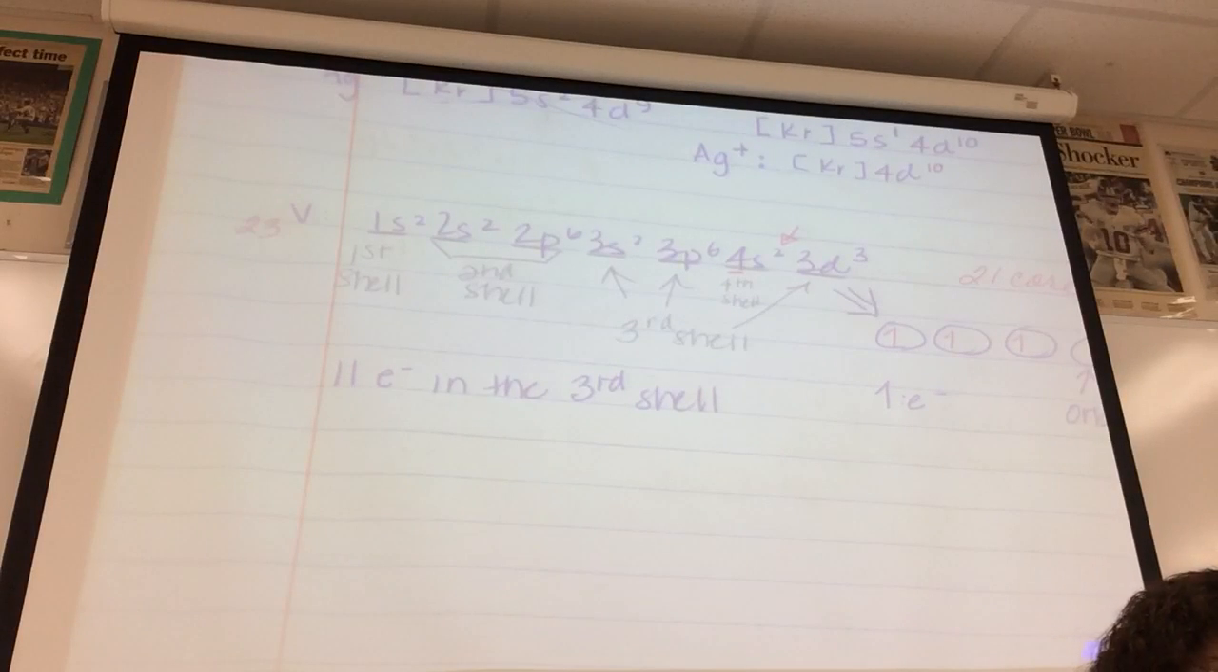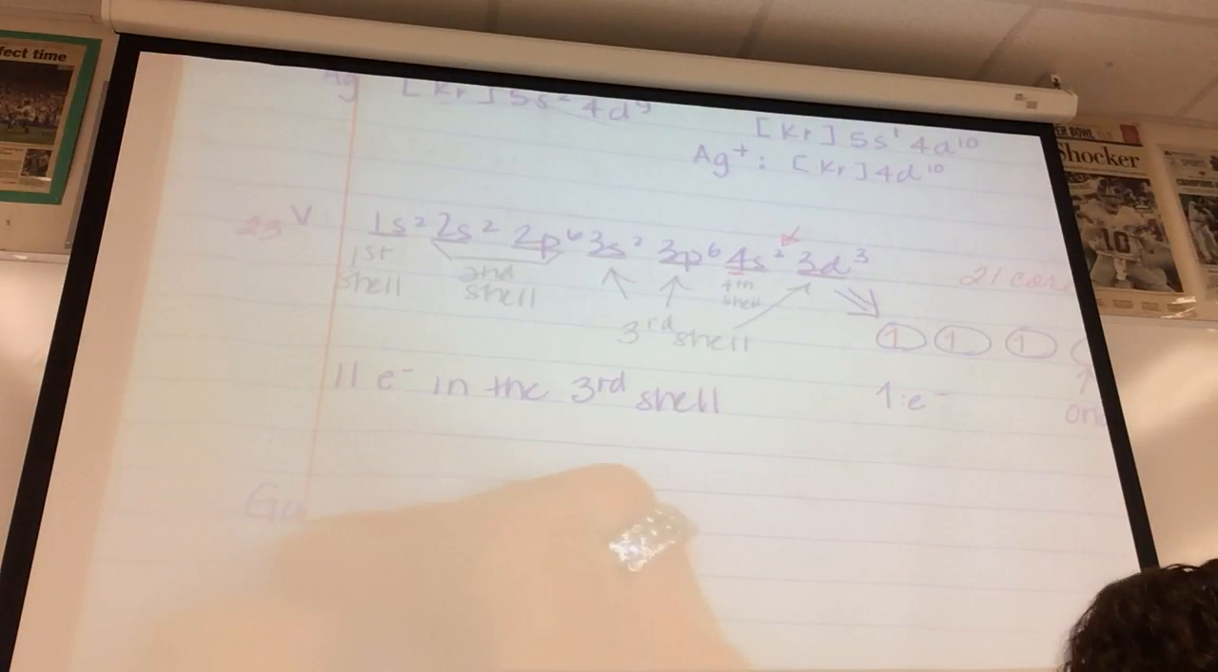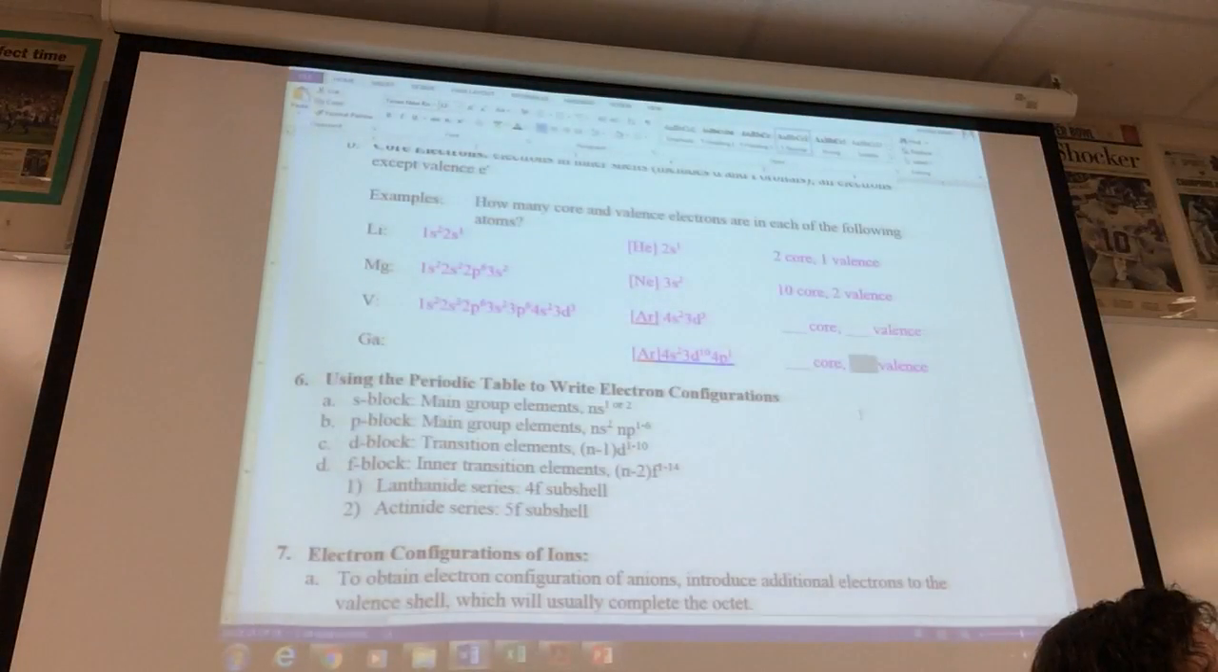And the last one up there was gallium. Be careful on gallium. How many valence electrons for gallium? 3 is correct, the s and the p's. So core would be what? Gallium has an atomic number of 31. 28 is correct. All right? Not a problem there.